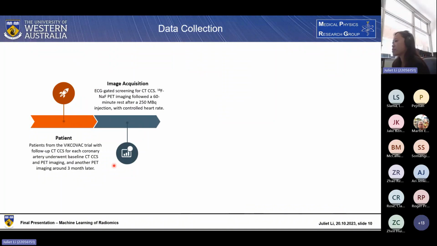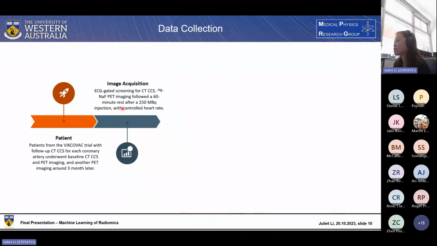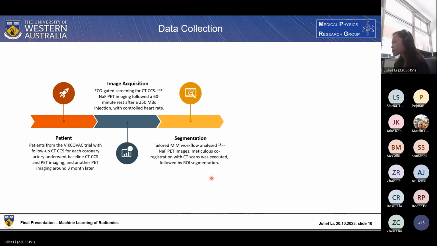So all the images are acquired using ECG-gated scanning for CT, for calcium scores. For CSCT, calcium score CT, and F18 sodium fluoride PET, images were taken, followed by a 30-minute rest after a 250 megabecquerel injection. Controlled heart rate was followed during the PET imaging.